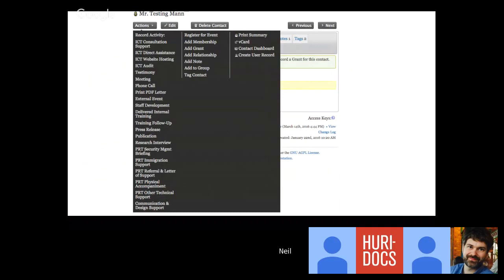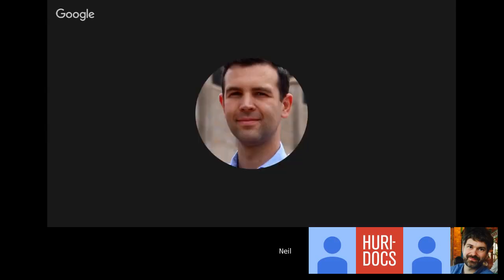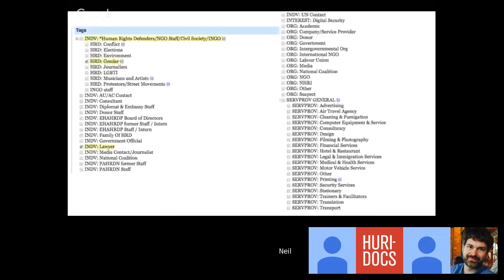And here we're showing our tag structure. So we just break things down by individual organization or service provider, and we have a complete taxonomy, which helps us when we're traveling somewhere. We can find someone who works in a certain area or a service provider for a certain category.